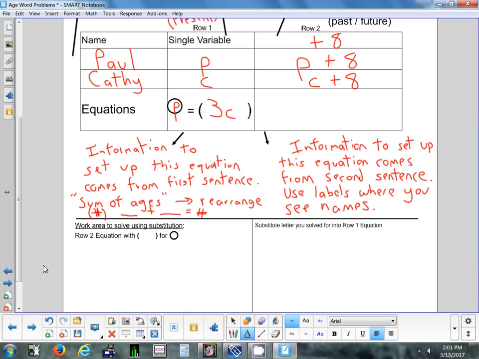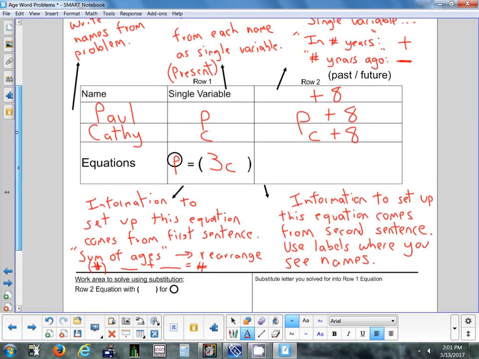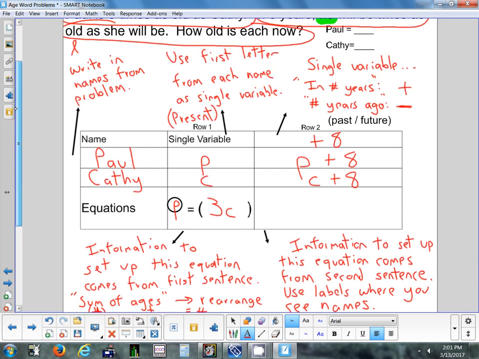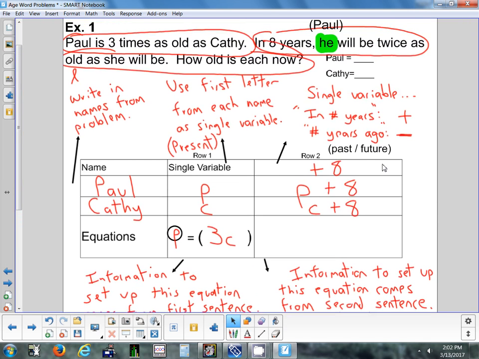And like I said, wherever we see those names, we want to put our labels. All right, so now we're dealing with Paul and Kathy in the future. I'm going to go up a little bit. So, in 8 years, we already got that covered. We don't have to worry about that anymore. We already did it: the P plus 8, the C plus 8. Mr. Hager already put it up there.